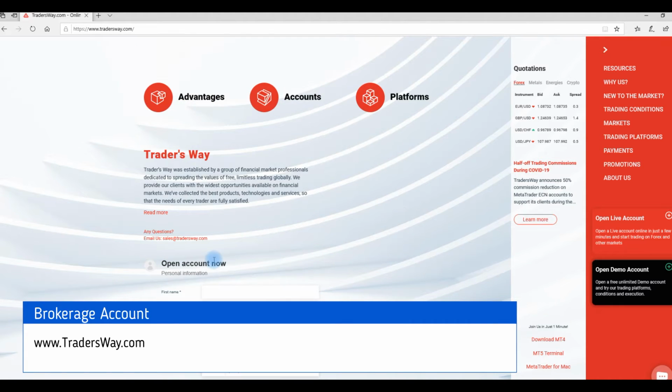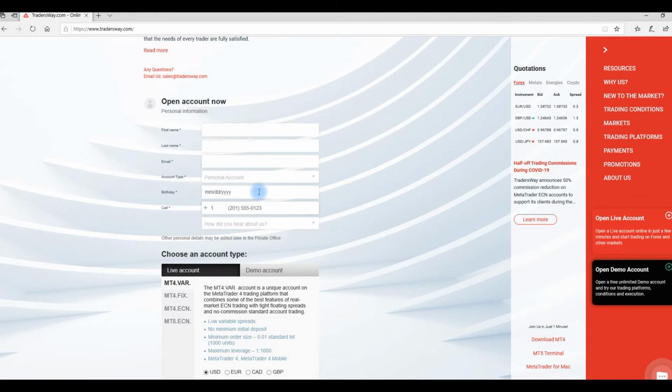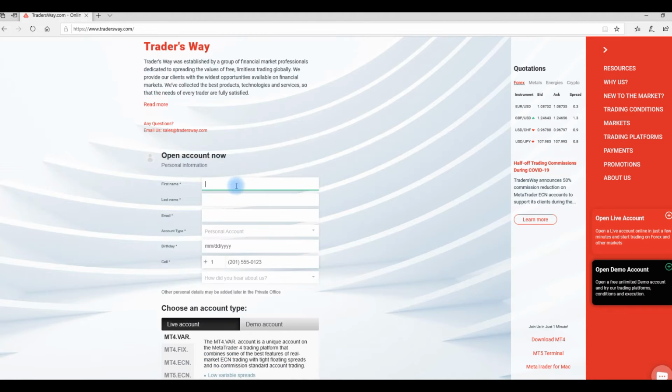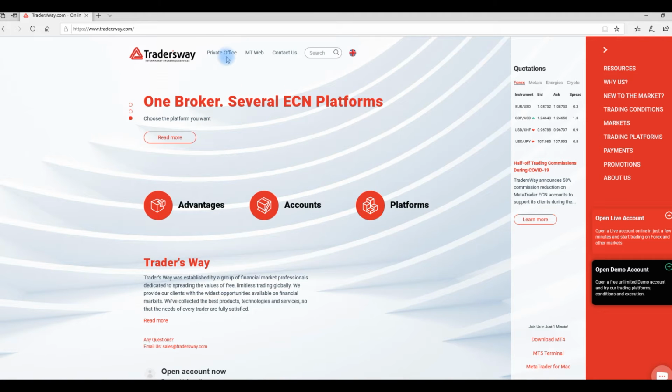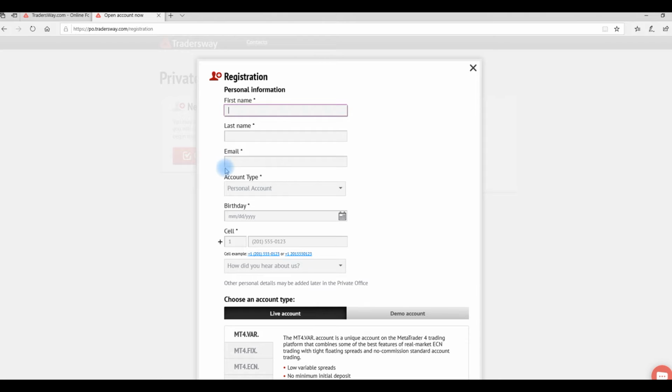You can scroll down and click open an account. Actually, you don't have to scroll down. It looks like they have all of the information right here on the screen for you. So you can just go here and fill in your first name, last name, or you can go to private office, which is where you would go after your account is created to actually log in. They also have an open account now button here as well. This form is the same form that we've seen on the first page. You can do either or.